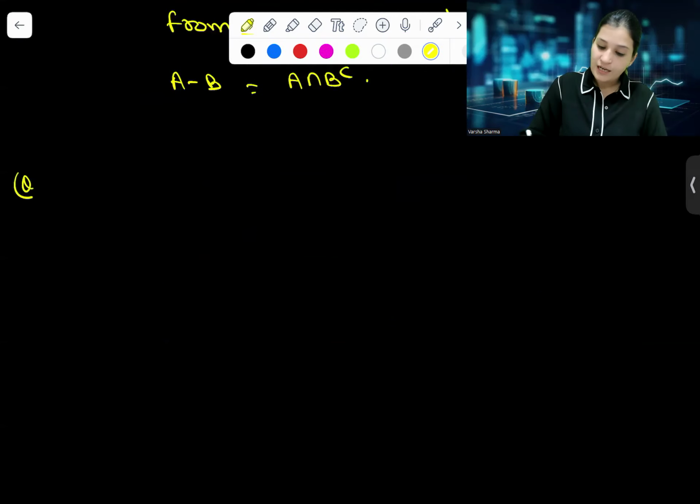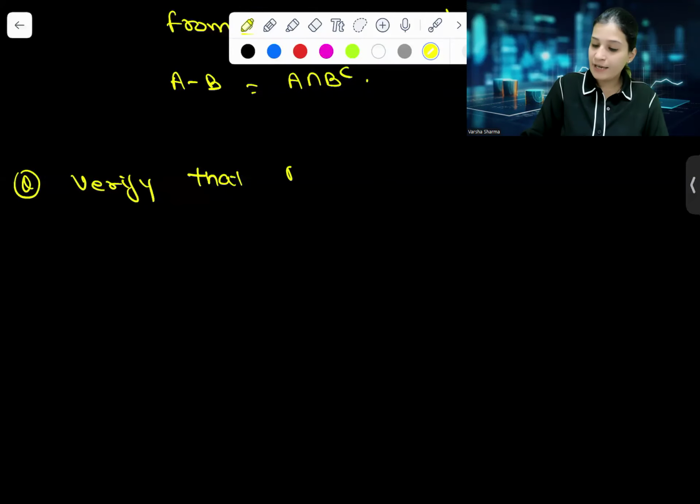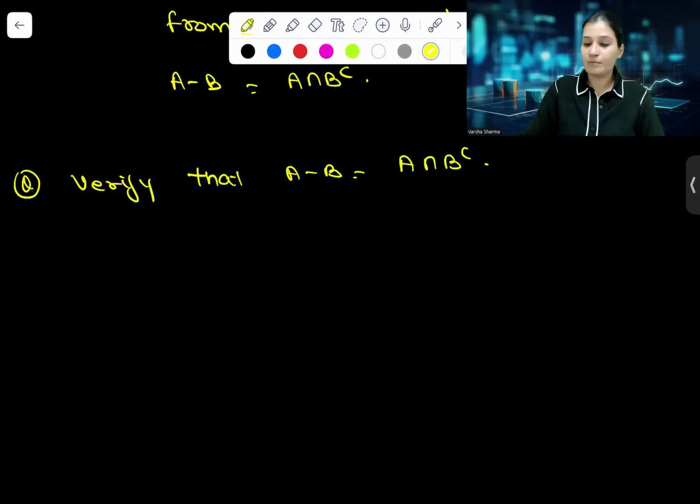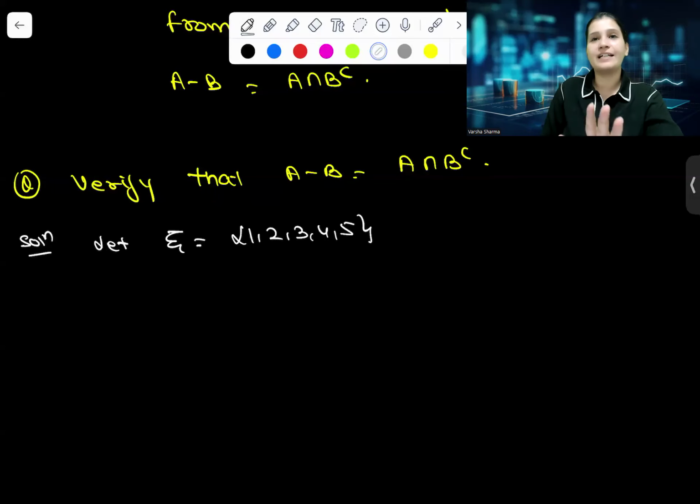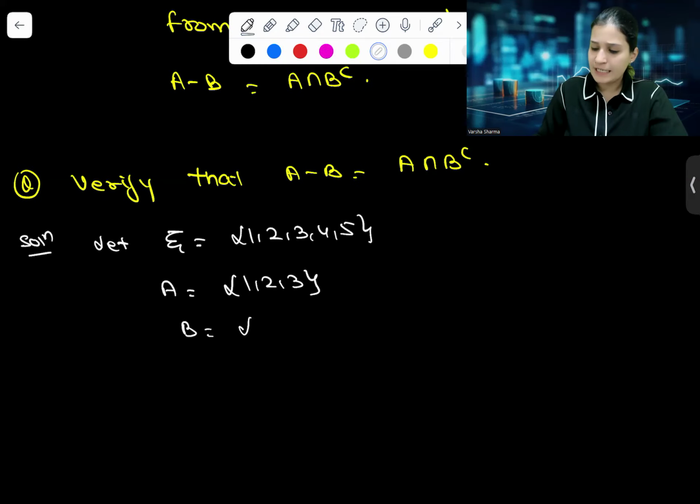So, ma'am, how can we verify now? Verify that A minus B is the same as A intersection B complement. When we are verifying, we take an example. Let us take the universal set to be 1, 2, 3, 4, 5. Don't take a big example, take a small example always. Set A, take any numbers: 1, 2, 3. Set B, I am taking say 3 and 4.